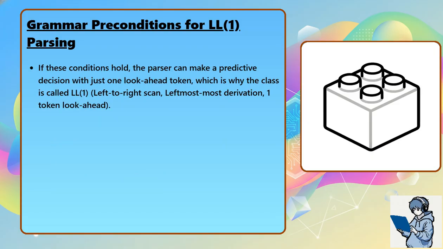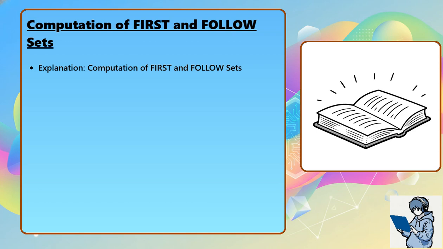If these conditions hold, the parser can make a predictive decision with just one look-ahead token, which is why the class is called LL1: left-to-right scan, leftmost derivation, one token look-ahead. Explanation: computation of first and follow sets.